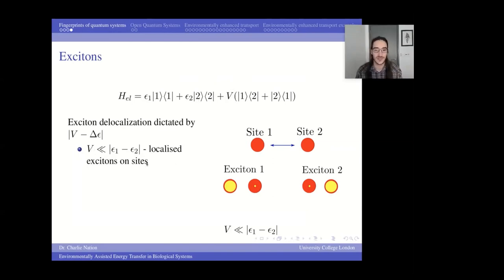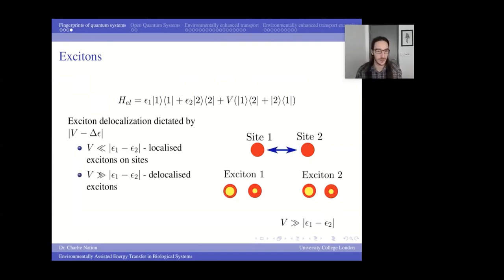So in the case where V is very small, the excitons are essentially localized on sites. Okay, so we have exciton 1 here and exciton 2, and they're essentially localized on their respective site. In the other limit, when V is much greater than this energy gap, the coupling enables the bridging of this energy gap very easily. So that's a kind of intuitive concept that you might find helpful. Coupling allows for the bridging of this energy gap, and you get very delocalized excitons.